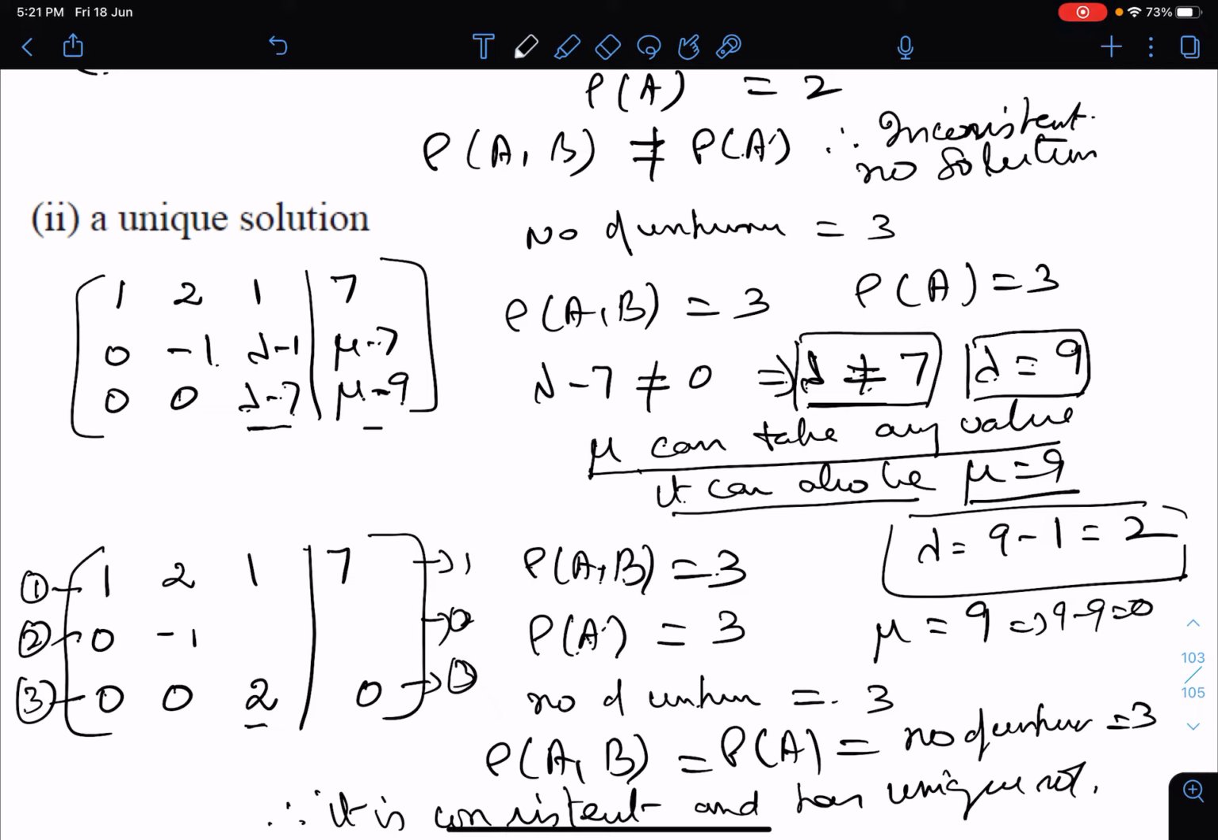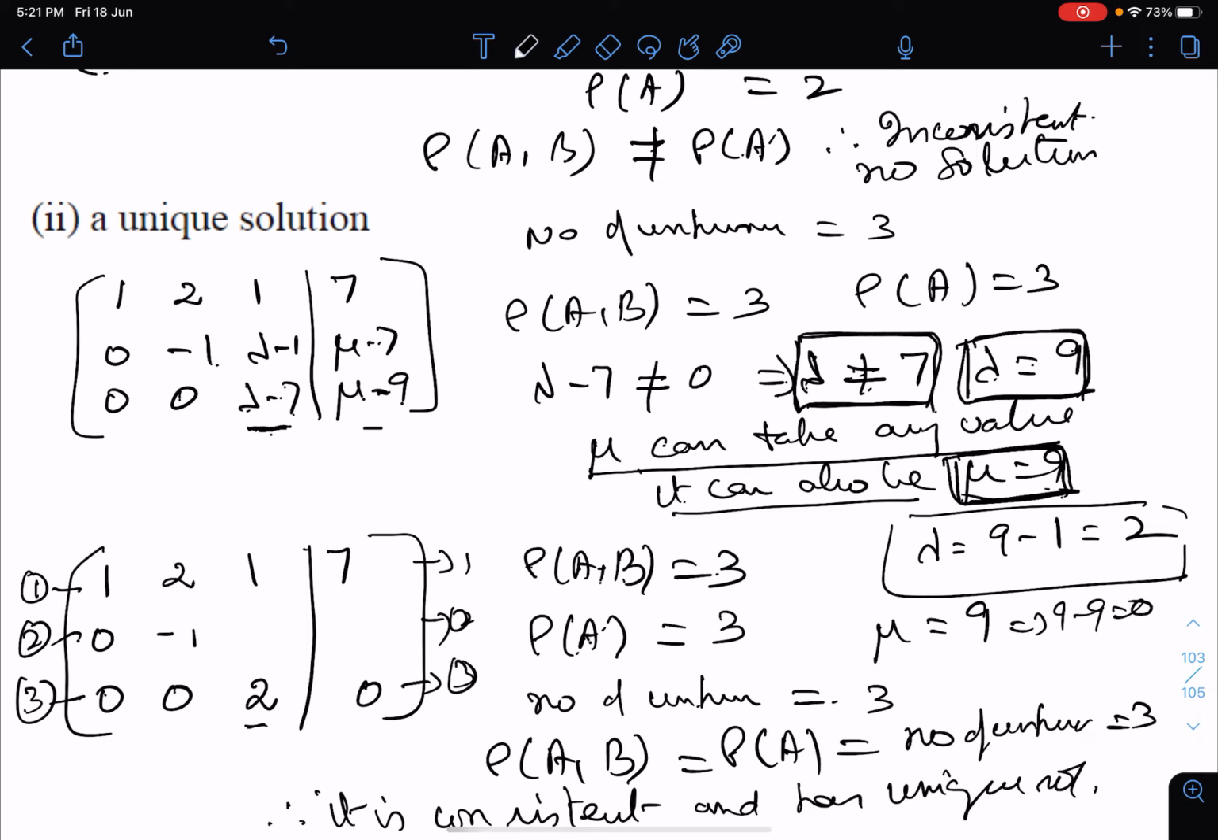Okay. And mu can take any value, even 9. Even it can be 9, 0, 1, anything. Because here we have got a value. So if this becomes 0 also, it doesn't matter. If in a row one number is present itself, it is a non-zero row. Okay, so we need not bother about mu. For mu you can put even 9. So I have taken mu equal to 9 as our value as far as this condition is concerned, and lambda is not equal to 7.